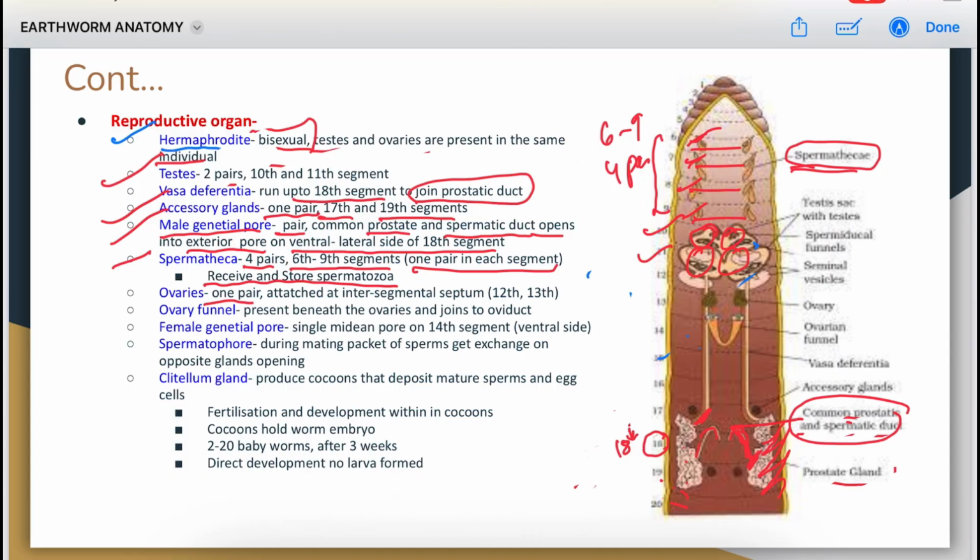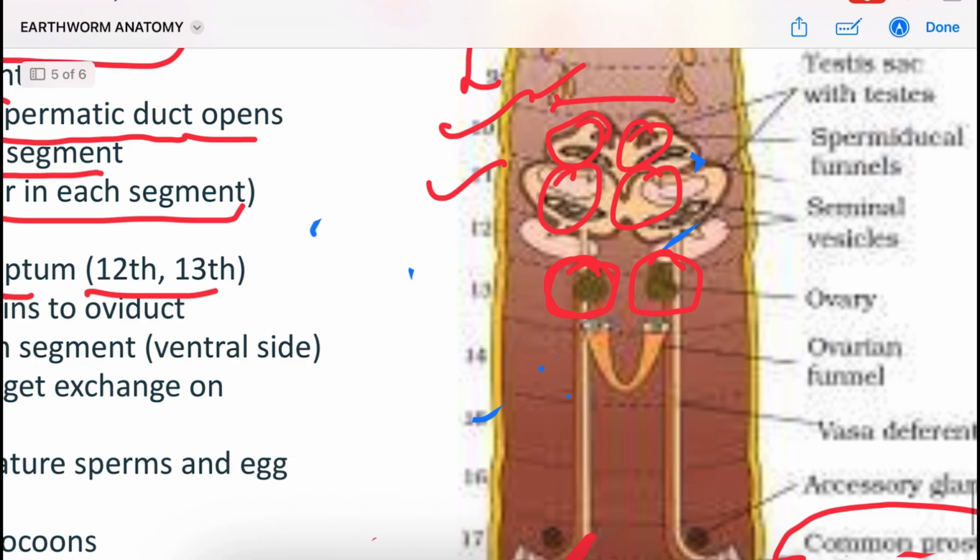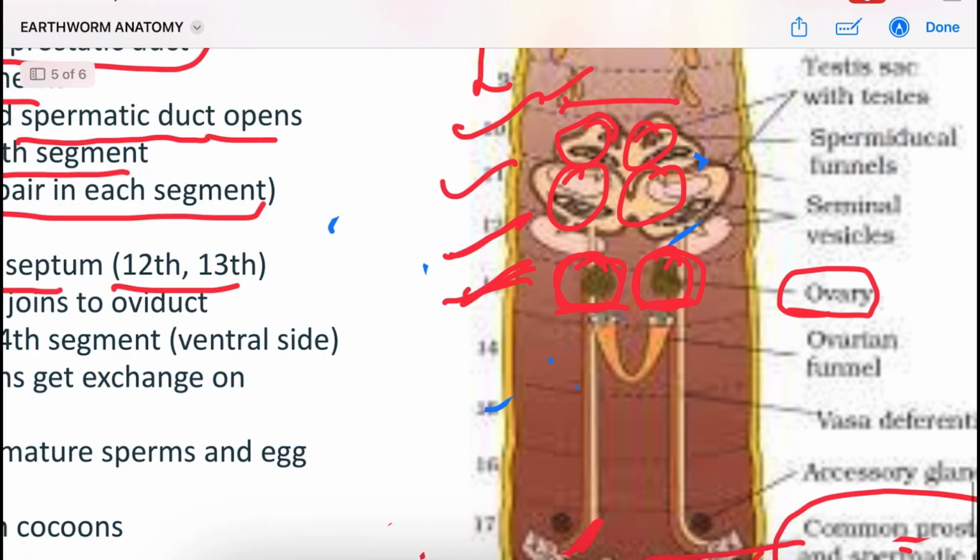Ovaries: only one pair, present at the intersegmental septum on the 12th and 13th segments. This is the ovary, on the 12th and 13th segment.